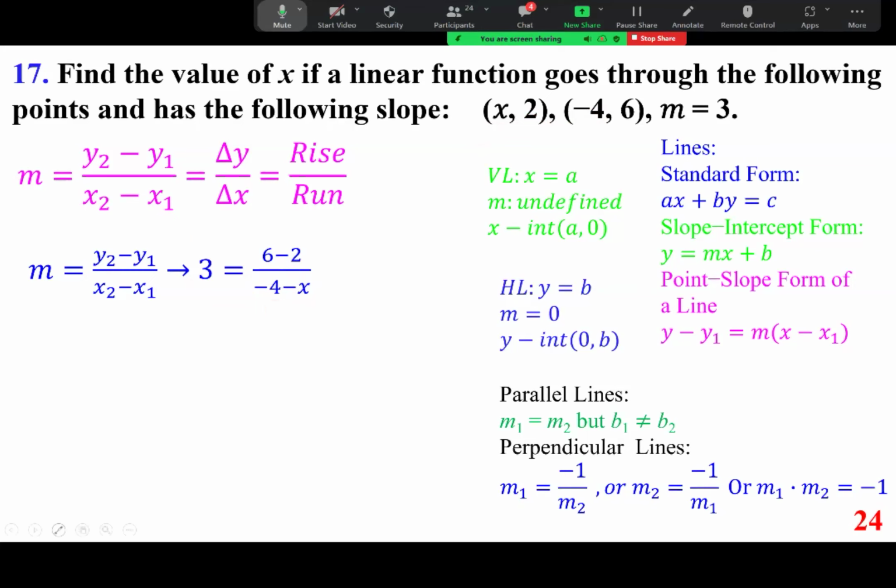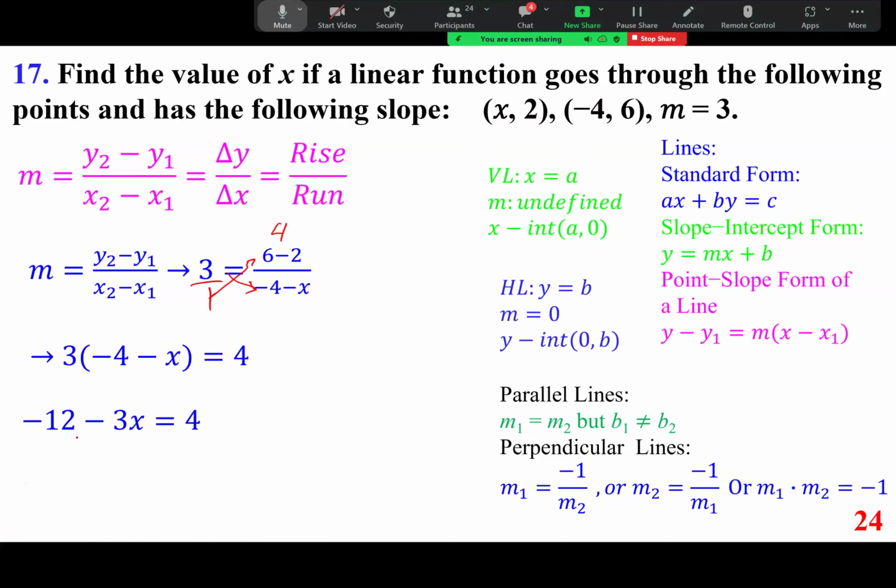To do the cross product, we are going to do this. So 3 times negative 4 minus x, 1 times 6 minus 2, and of course 6 minus 2, we know it's 4. We get negative 12 minus 3x. We add 12, we get 16. Divide by negative 3, we get negative 16 thirds. We are done.